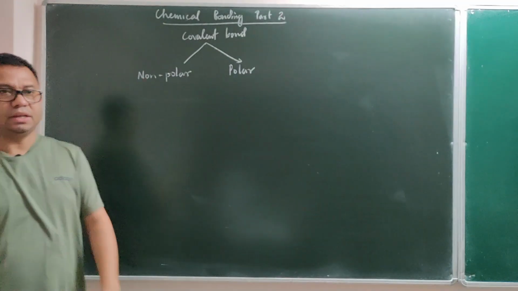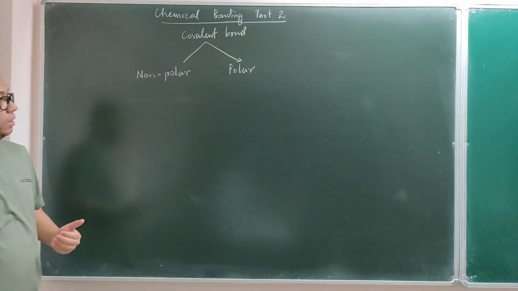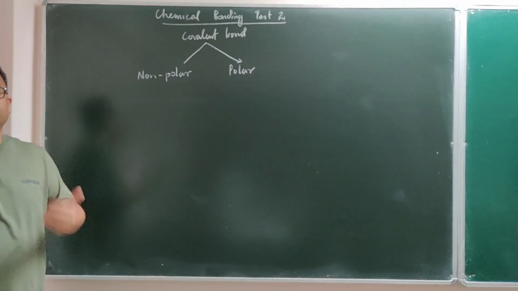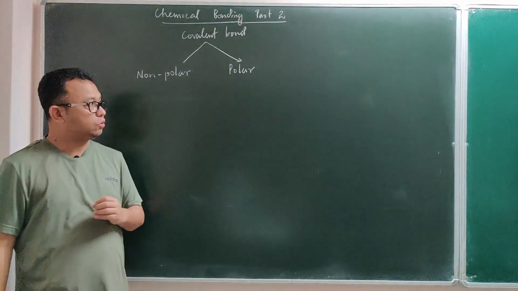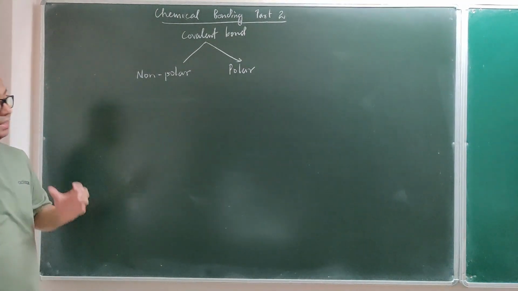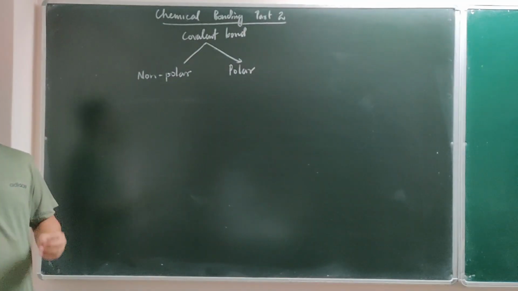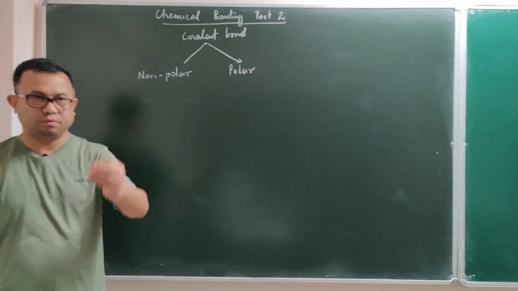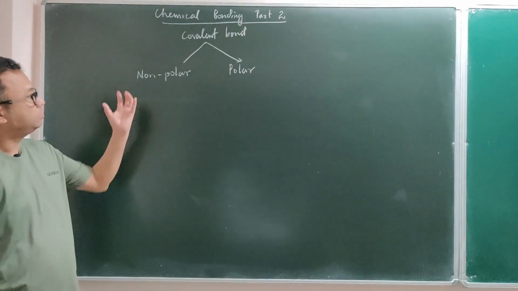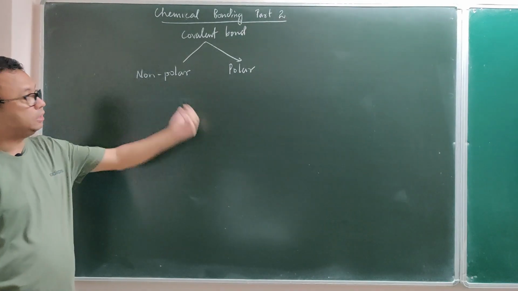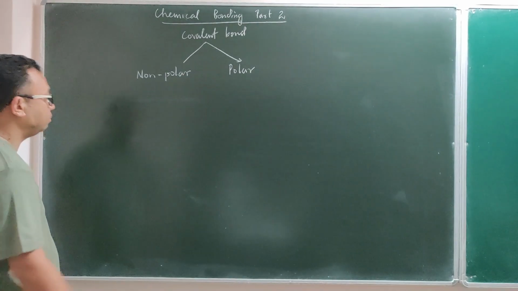Now in the first chapter, the periodic table chapter, we learned something called electronegativity. What is electronegativity? Electronegativity is the tendency of an atom to attract the shared pair of electrons towards itself. Okay, now let's see some examples. First I'll explain, then after that I'll tell you what exactly is non-polar and polar.